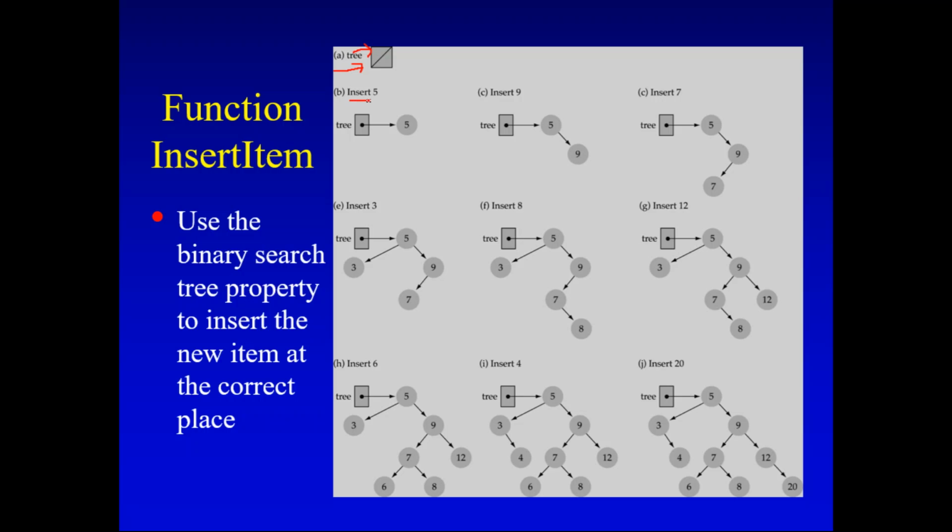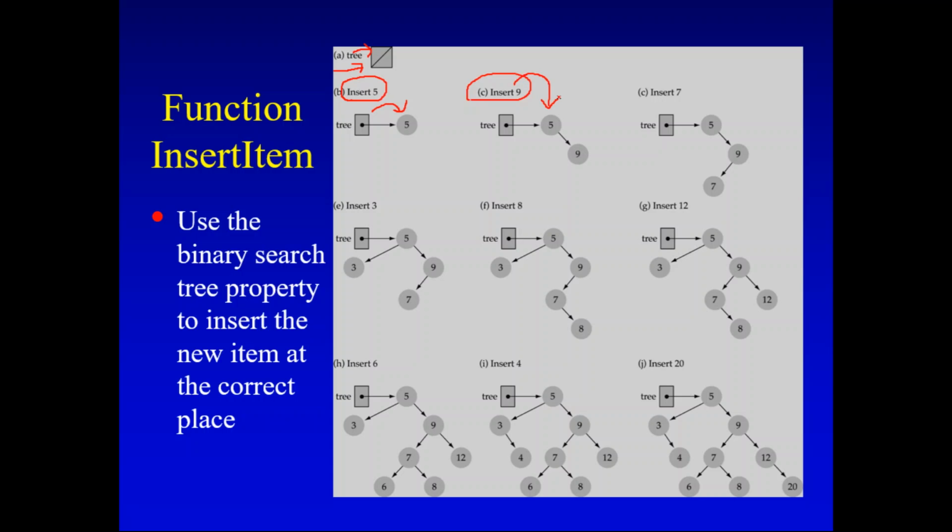Now you are going to insert one element, 5. Before inserting you check whether tree is equal to null or not. Yes, tree is null, so there is nothing in the tree, nothing to check. Make this pointer point to this node 5. So you create a node 5 and make the pointer point to it. Next we want to insert a node 9. Now the tree is pointing to 5, which is the root node.